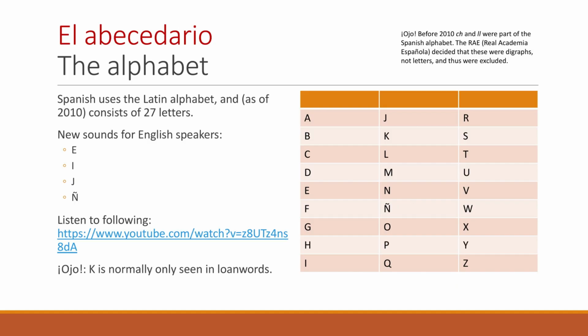And then 2 notes. One, K is normally only seen in loan words or words from other languages. Normally you wouldn't be writing K or using it too much in Spanish words. And if you have an old book, Che and Elle, so CH and LL, used to be part of the alphabet. They later took them out because they said they were digraphs. So just in case, you might see a larger Spanish alphabet.